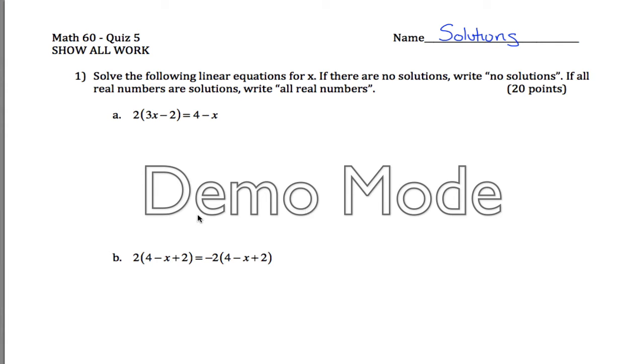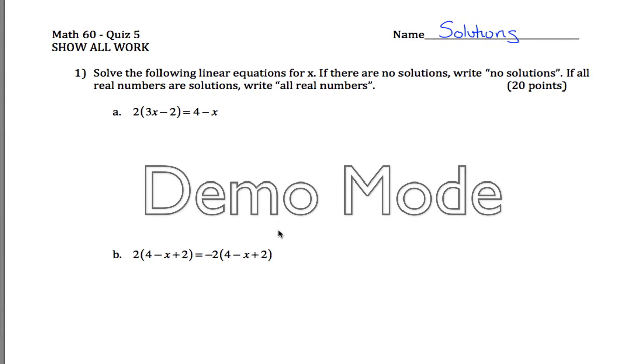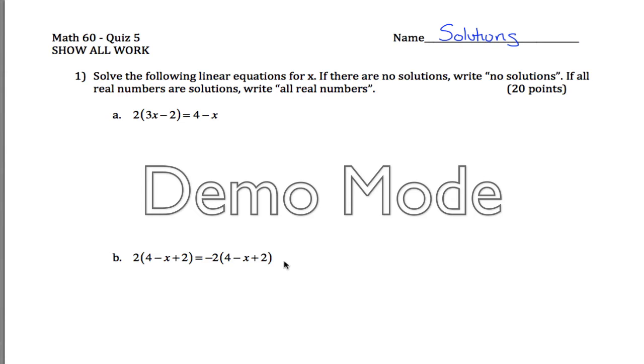Alright, here are quiz 5 solutions. Hopefully some of these will look familiar. I think I took some straight off of the worksheet for this week. But anyways, in this first one, what you want to do is solve for x. So move everything to one side other than the x's.